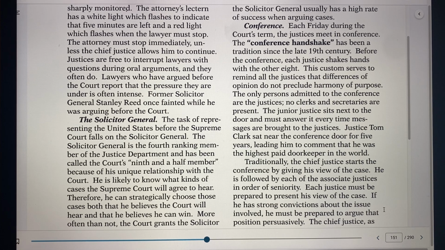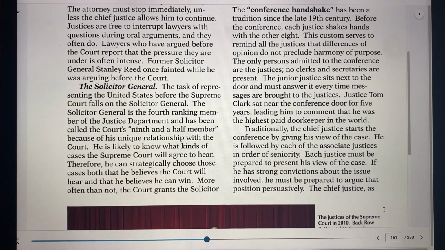And the junior justice sits next to the door. Anybody that comes to the door during this time, the junior justice, the youngest one, the one that's been there the least years, must answer the door every time messages are brought. In fact, one of the justices, Tom Clark, sat near the door for 5 years. He was the junior justice, and he said, I'm the highest paid doorkeeper in the world, because he had answered the door so many years, 5 years.